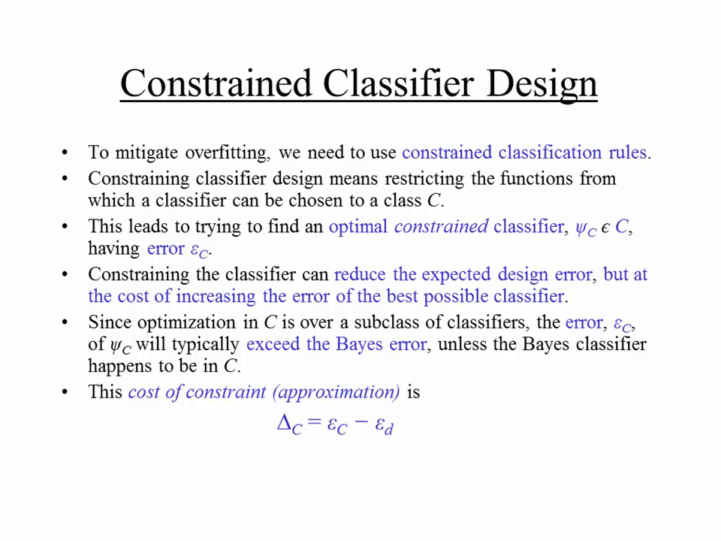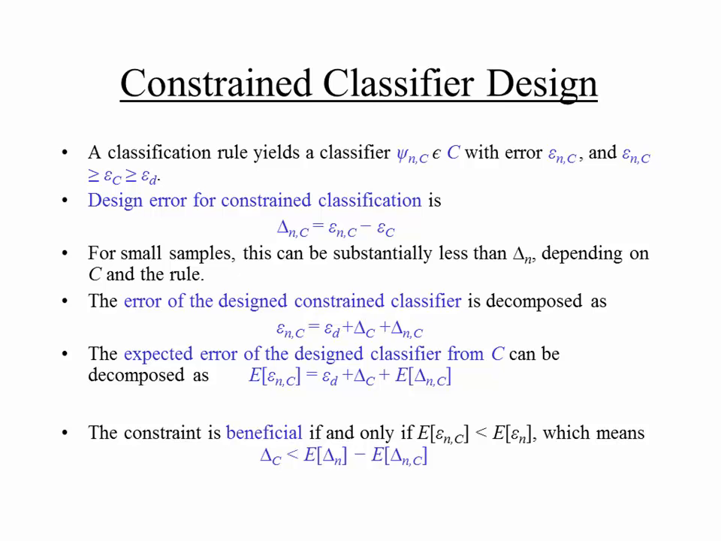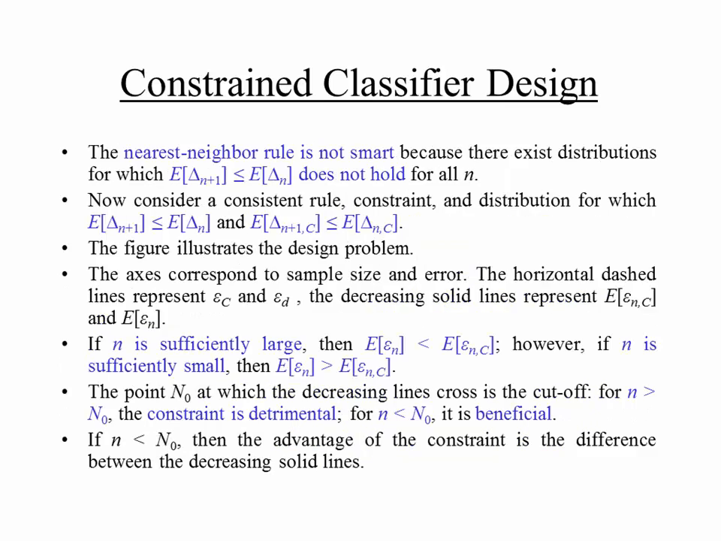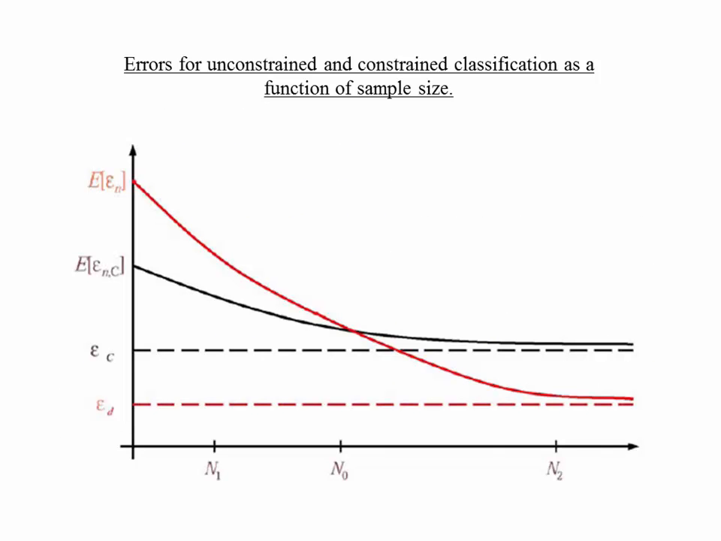So the cost of constraint: because you put in a constraint, the best possible classifier that you can design is now going to have an error that is higher than that of the Bayes classifier. That cost of constraint, this approximation delta C, is epsilon C minus epsilon D, where epsilon C is the error of the best constraint classifier. Without going through all of this text, I think I can go to that picture and show you what is going to happen.